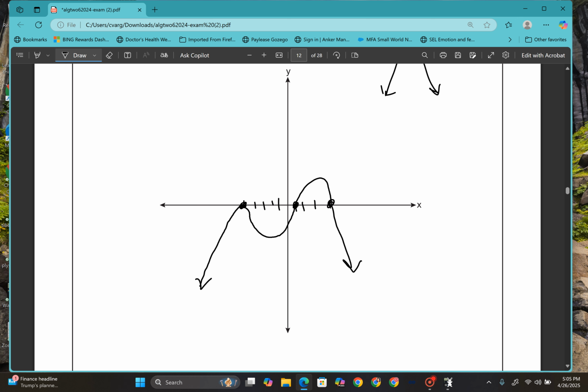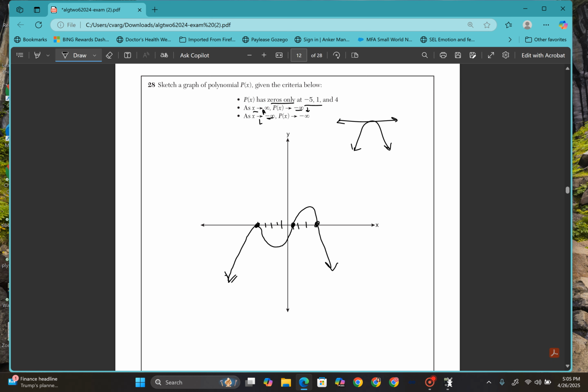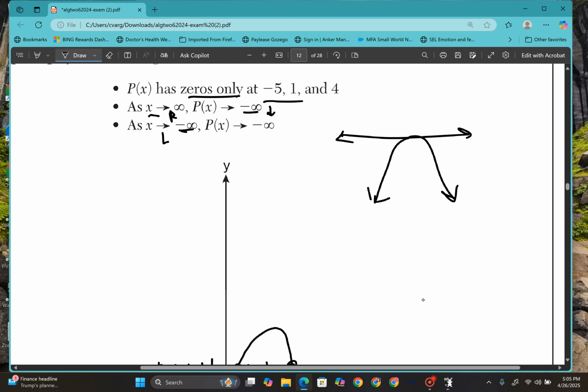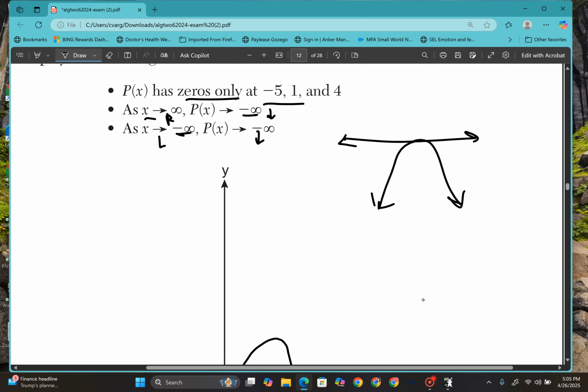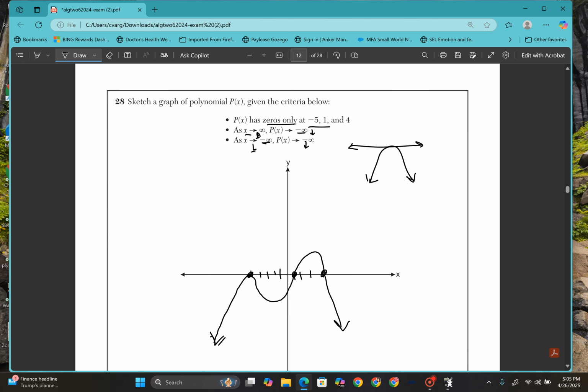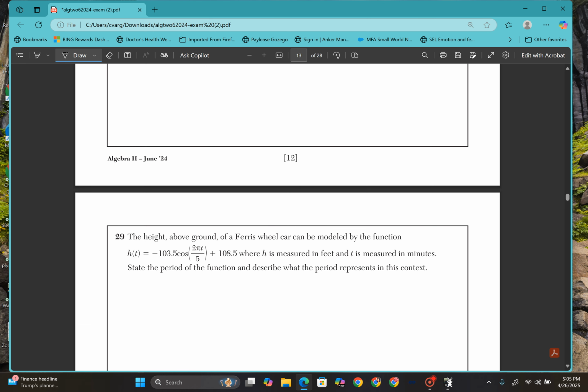So anything that looks something like this, that hits -5, 1, and 4. You could make it look like anything, as long as it goes through those 3 points, and both the left and the right are facing down, because that's what the prompt says. Our y's are facing down as we go to the right or to the left. Yeah, so pretty straightforward, I think.